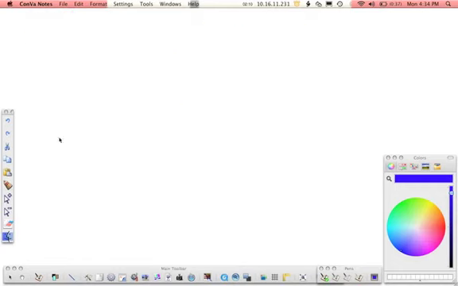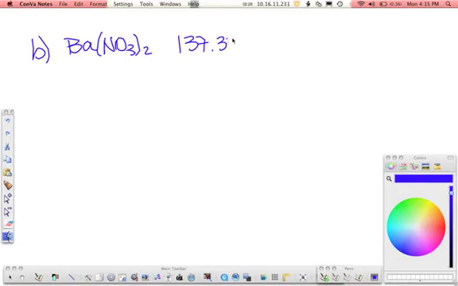So B says barium nitrate, Ba(NO3)2, barium nitrate. First thing we've got to do is figure out that molar mass. So barium has a mass of 137.33, plus we have 2 nitrates, because remember this number outside distributes in, whenever you're asking how many atoms of each element, it distributes into the elements that are inside.